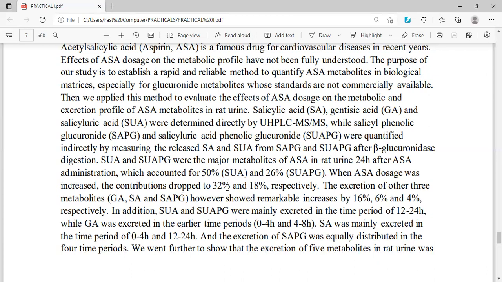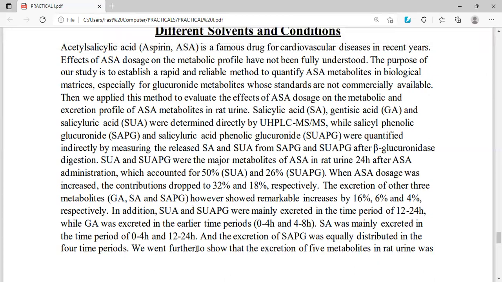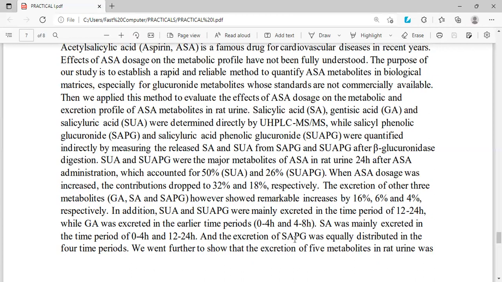When ASA dosage was increased, the contributions dropped to 32% and 18% respectively. The excretion of the other three metabolites, however, showed remarkable increases of 16%, 6%, and 4% respectively. In addition, SUA and SUAPG were mainly excreted in the time period of 12 to 24 hours, while GA was excreted early. It was mainly excreted in the time period of 0 to 4 hours and 12 to 24 hours, and the excretion of SAPG was equally distributed in the 4 time periods.